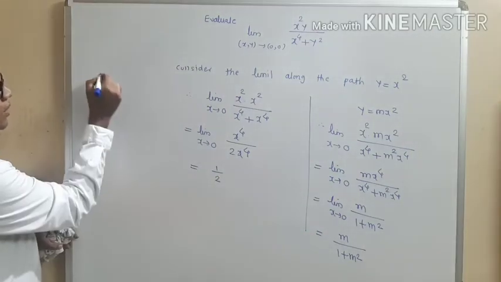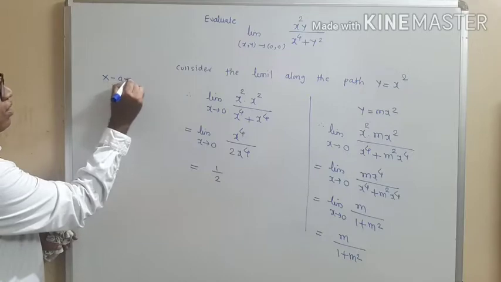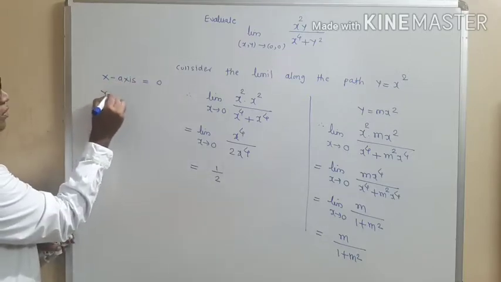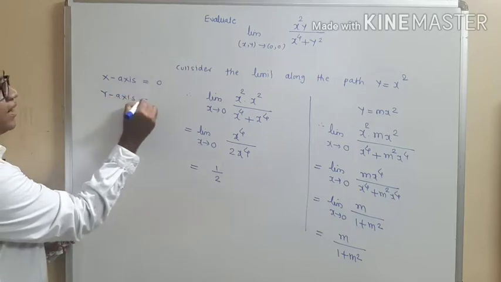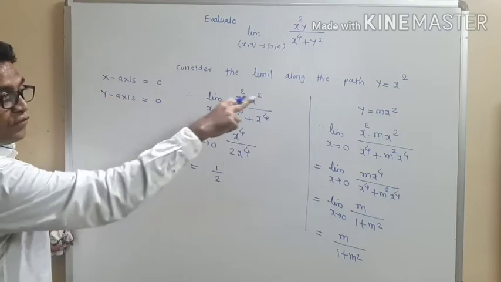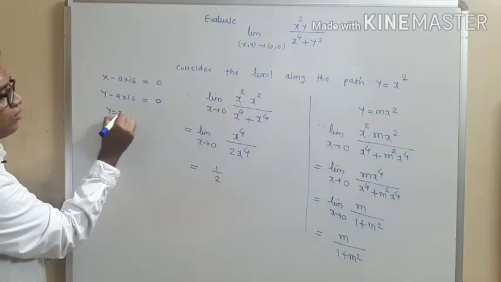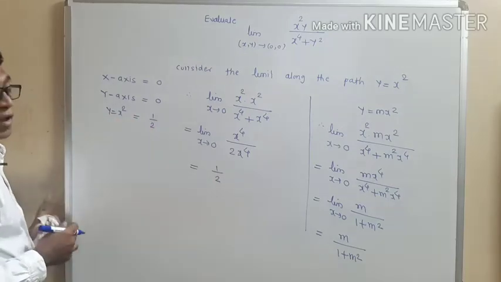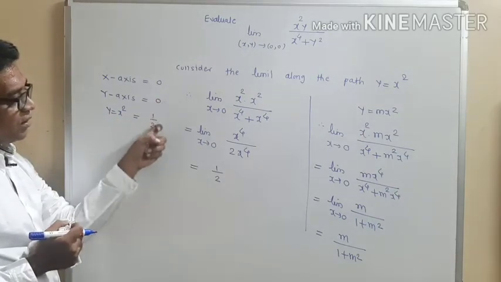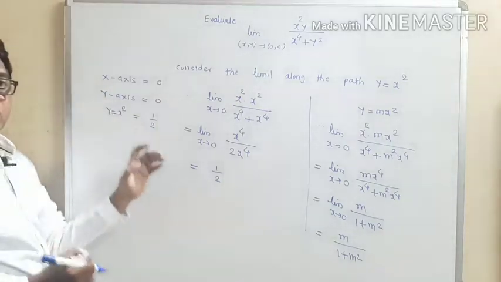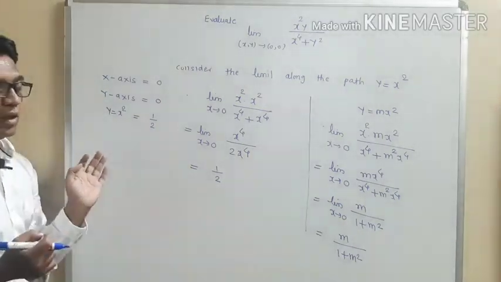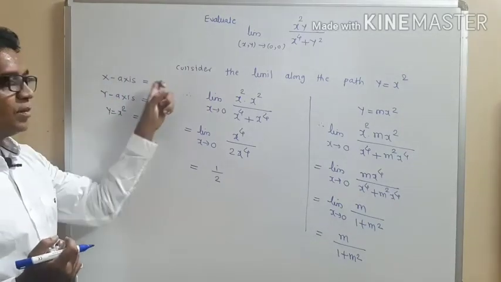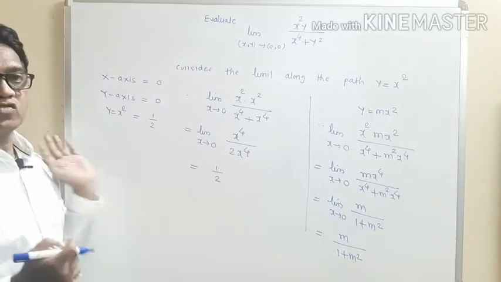Now see, we have found the limit along the first path, it is 0. We have found the limit along the second path, it is again 0. Now if we consider the limit along the third path y equal to x square, then we got this limit as 1/2. So we can say that the limits are different along two different paths. It is called limit does not exist. How to show the limit does not exist? Consider some different equation and get some different limit. It is called limit does not exist.